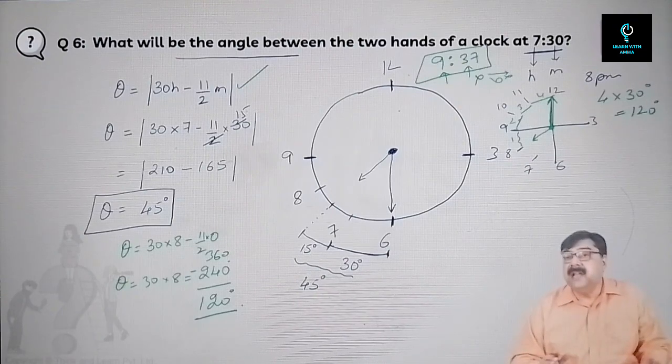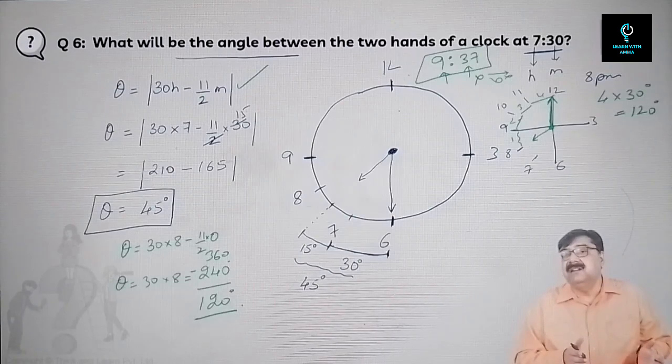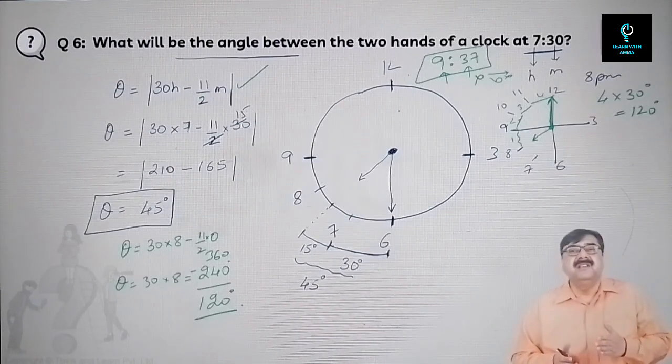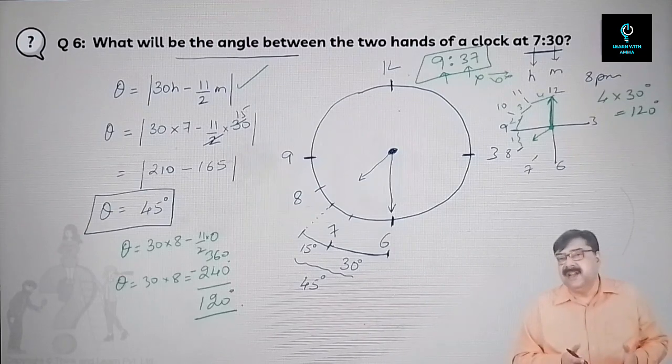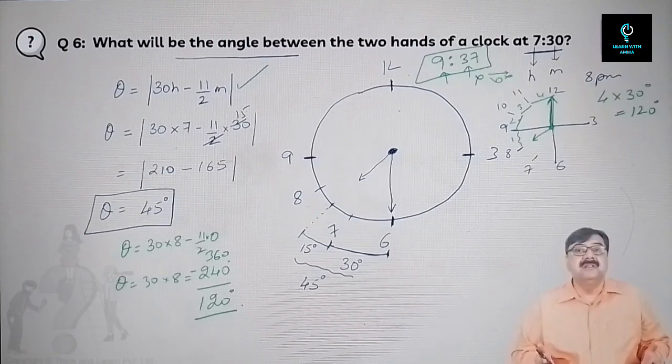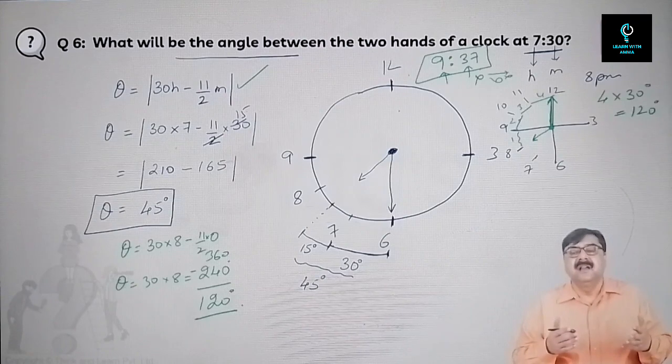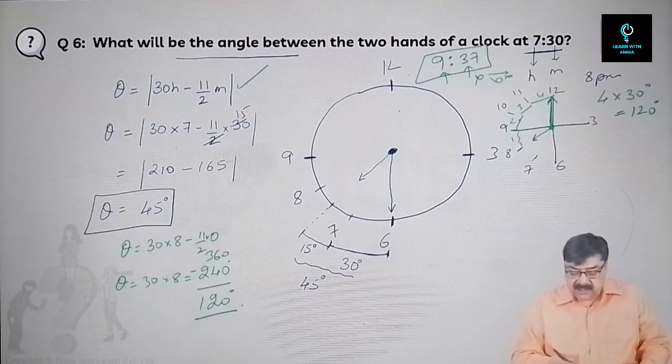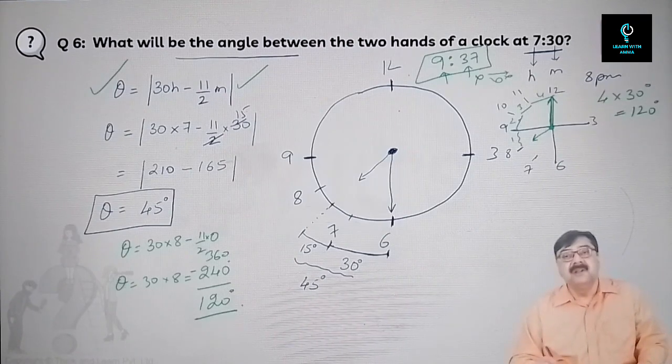But when the timing given to you may not give you an exact answer in terms of 45 degrees, 60 degrees, 120 degrees, 90 degrees kind of a thing, or the minute value is not a multiple of 10, in that case, please make sure that you use this formula.